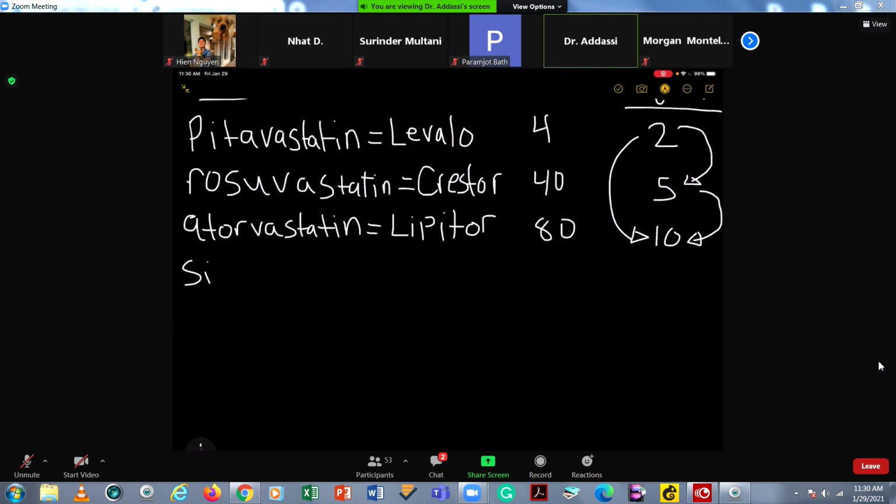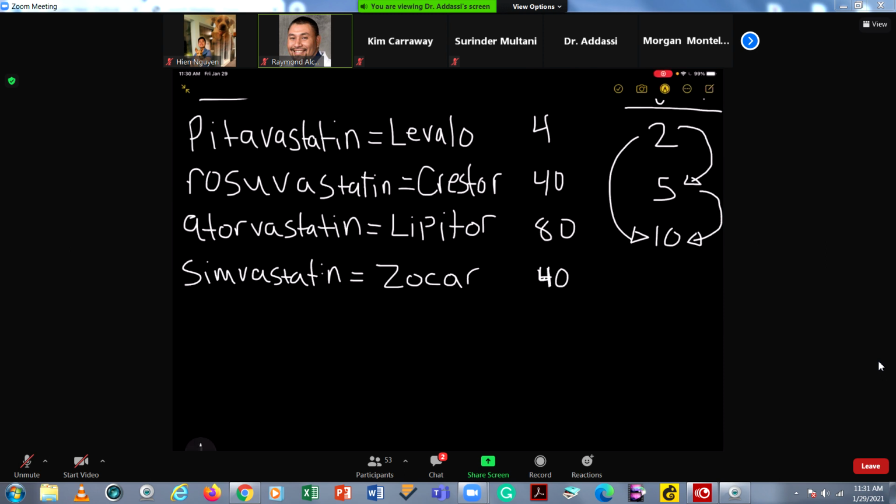Next up, simvastatin. Brand name is Zocor. Max dose is 40 milligrams. Now remember, clinically, what dose do we not use because of increased side effects? 80 milligrams. Right, 80 milligrams. Let's see, where am I? And then the equal dose or the equivalent dose is 20 milligrams.